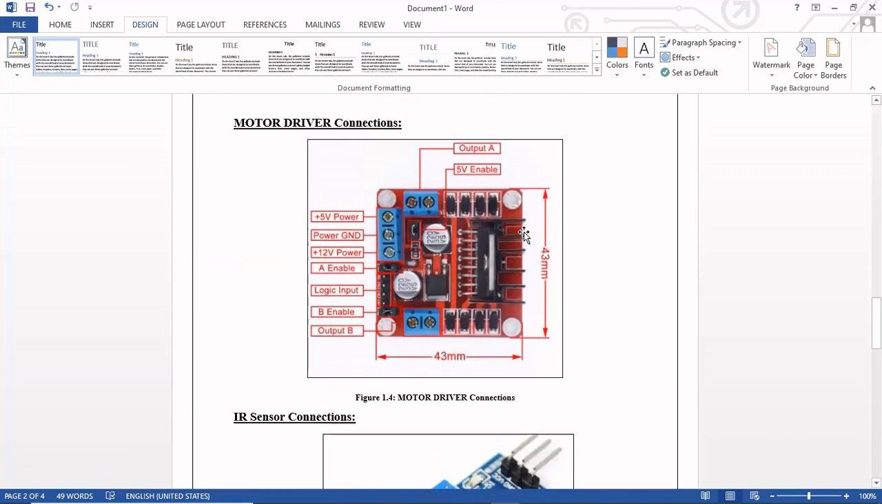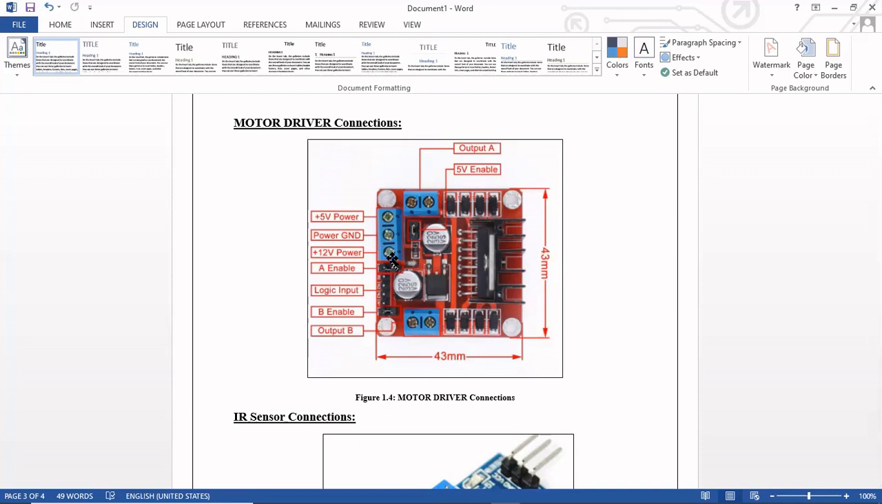After that, we have a motor driver. Let's come to its connections. These 2 connections are for the motors, and there are 2 motors. So these 2 connections are the first motor, and these 2 connections are for the second motor. As you can see, here is the output A and here is the output B. Then we have 3 connections here. These are 12 volt, then the middle one is for the ground, and the third one is for the 5-volt supply.